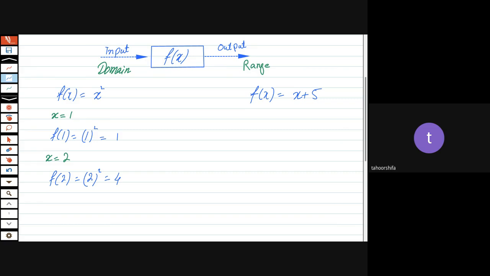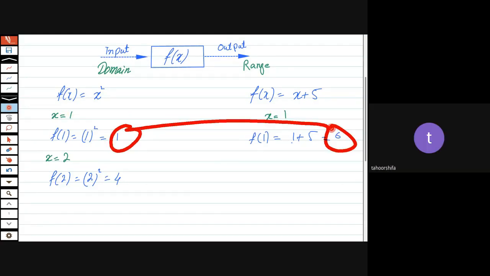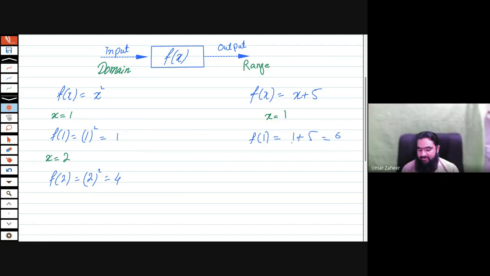On the other hand, if I give the same input, x is equal to 1, in the place of x put 1, 1 plus 5, it's a simple substitution, so the output will be 6. Look here, we have given the same input, but the output is different. It means the domain is the same, but the range is different. Why is it different? Because it depends upon the function. In the same way, if you substitute x is equal to 2 here, f of 2 is equal to 2 plus 5, so the output will be 7.